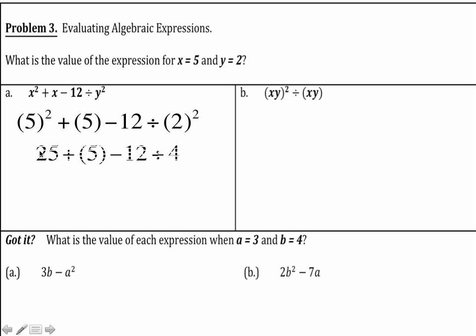5 squared is 25. 2 squared is 4, so I did that one also while I was at it. Now be careful, not addition, not subtraction, I've got to do this division first. So 12 divided by 4 is 3. Now I can do addition and subtraction from left to right. 25 plus 5 is 30, minus 3 makes 27.